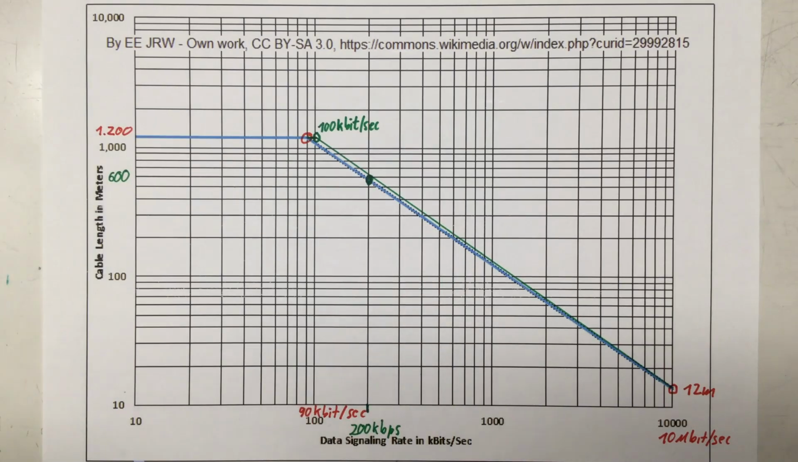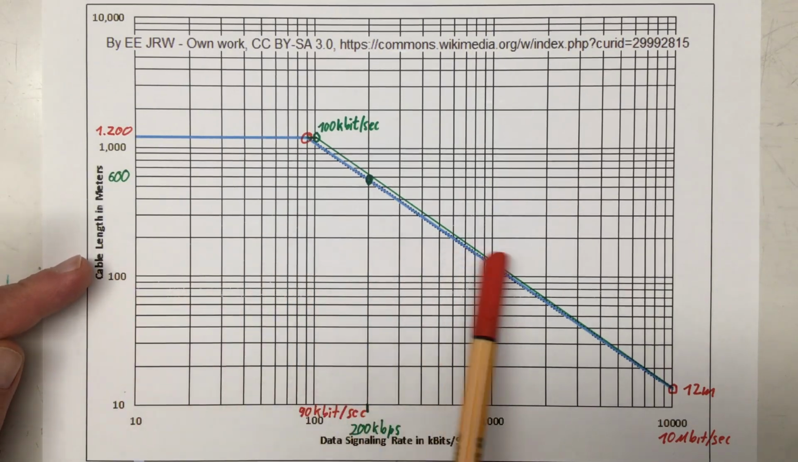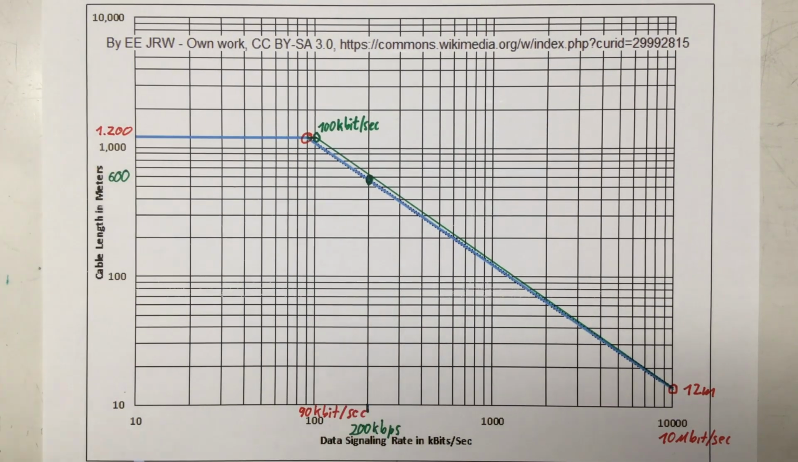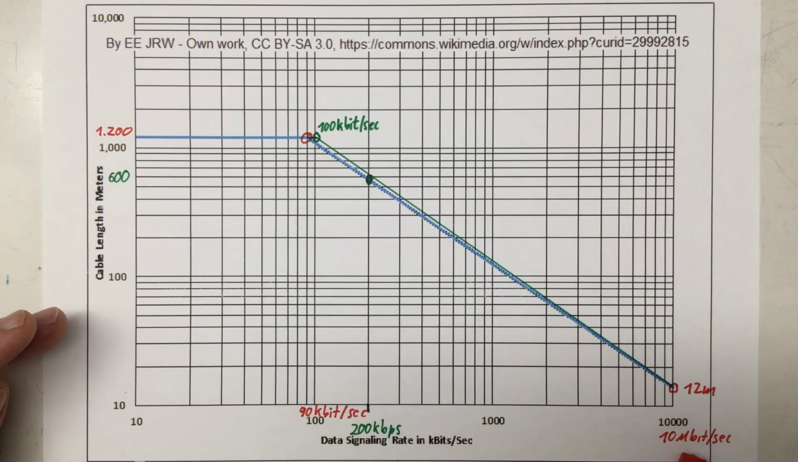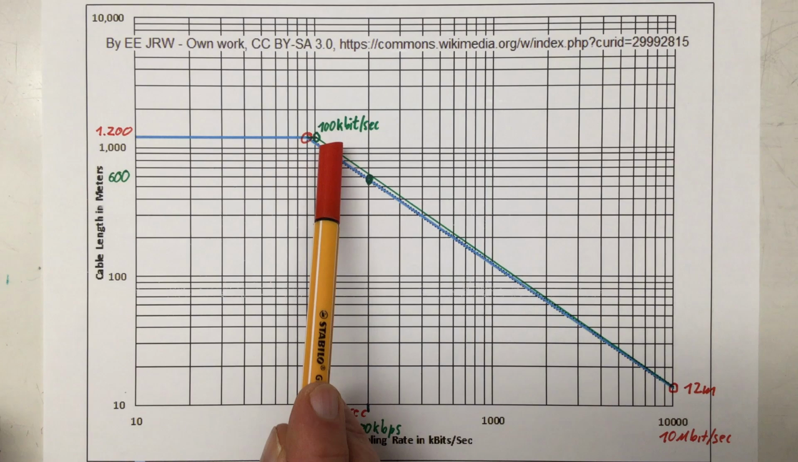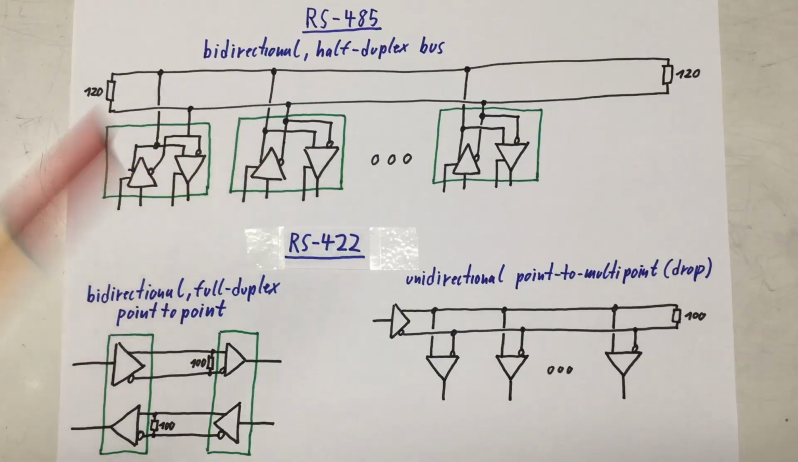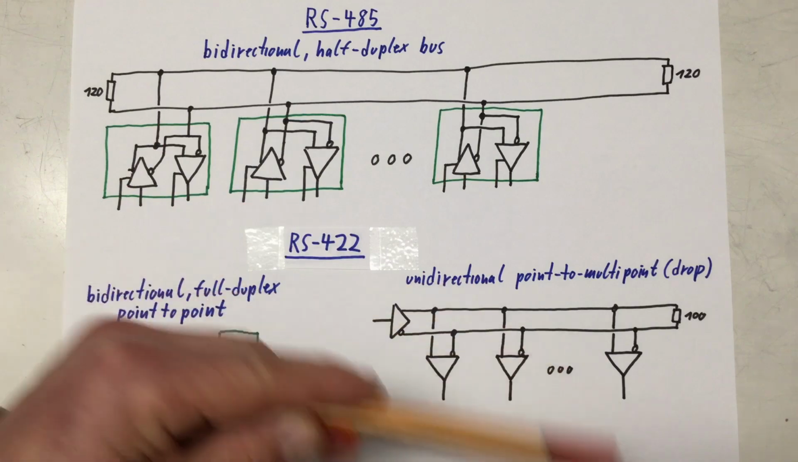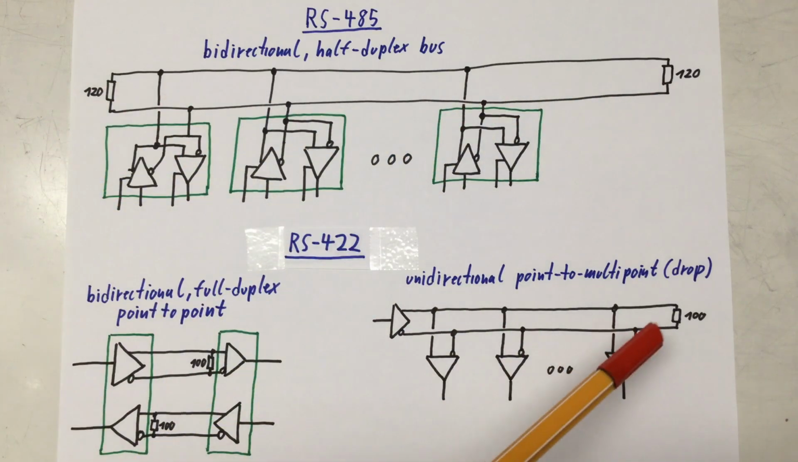One example, up to a cable length of 1200 meters, we can transmit with 1 megabit per second. You see the pattern. 12 meters, 10 megabits per second, 120 meters, 1 megabit per second, 1200 meters, 0.1 megabits per second. Another performance point is, of course, how many receivers can we connect to our bus.